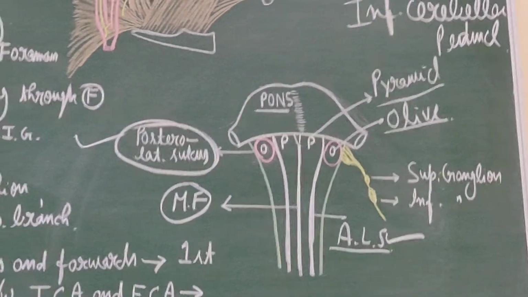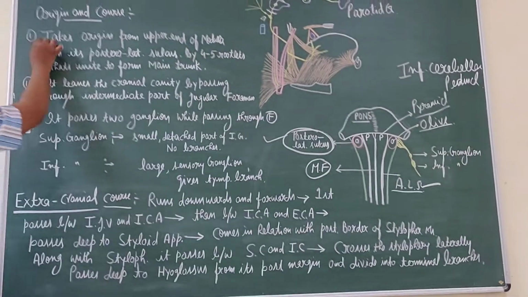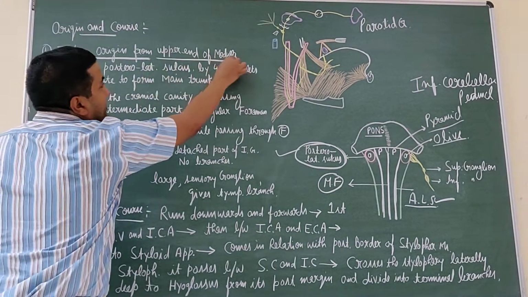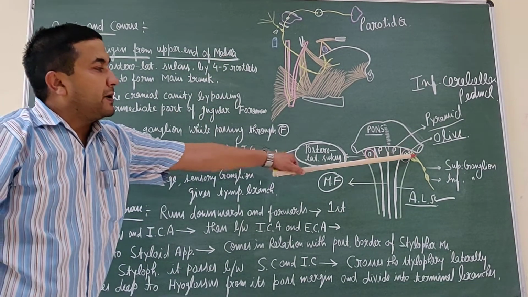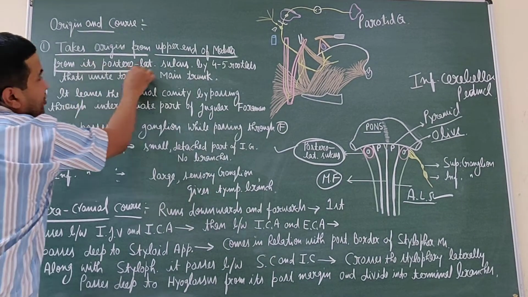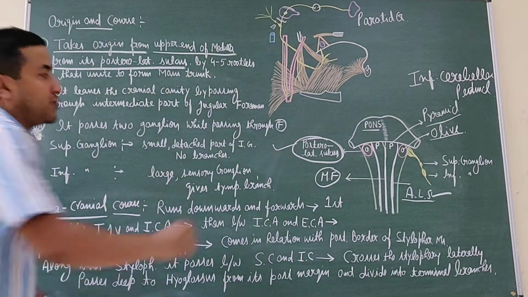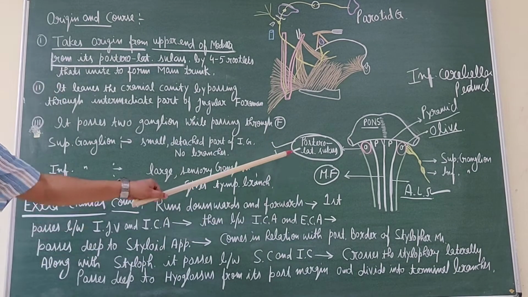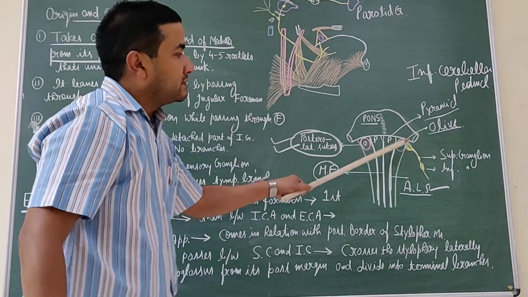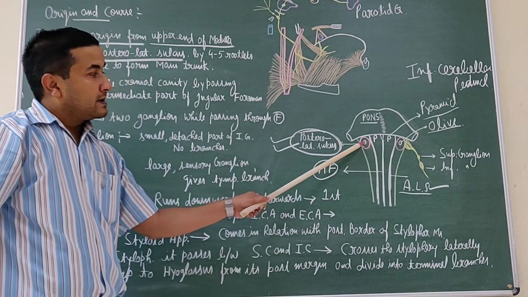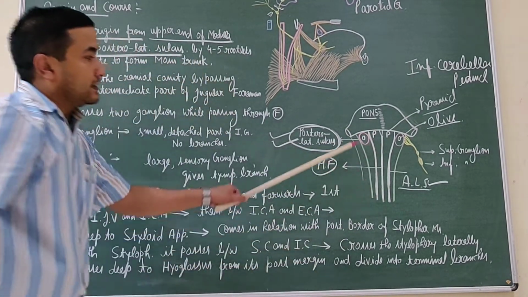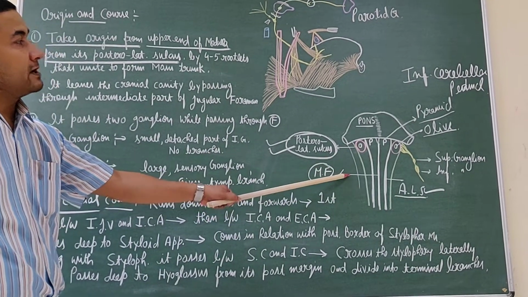Now this glossopharyngeal nerve takes origin from the upper end of the medulla. This is the medulla, upper end. From its posterolateral sulcus. This is the posterolateral sulcus. This posterolateral sulcus, we have mentioned, is present between the olive, that is the O, and beside it, the inferior cerebellar peduncle. This part is the inferior cerebellar peduncle.